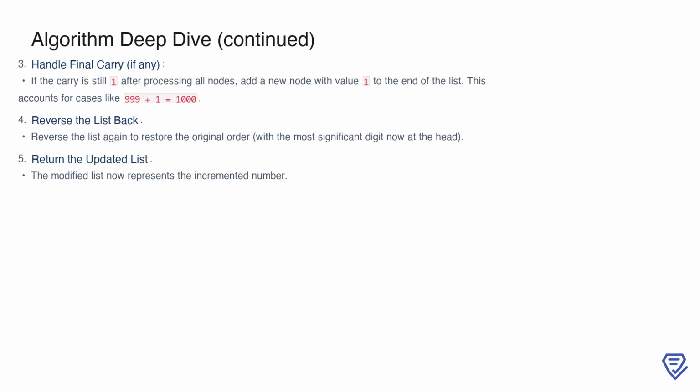If, after processing all the nodes, there is still a carry of 1 left, we need to handle this by adding a new node with the value 1 at the end of the list. This accounts for cases like adding 1 to 999, where the result requires an additional digit, turning it into 1000.